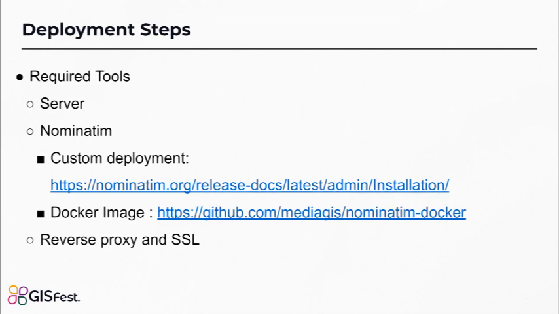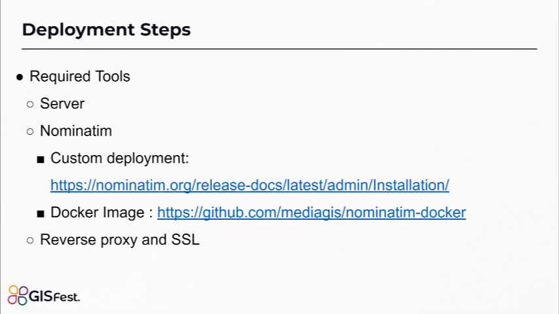So for this demo, one of the tools we'll be using would be within the server, of course, because we want to deploy it somewhere. So within the server, we are going to be using Nominatim, and we're going to be deploying it custom. So there are two ways to deploy Nominatim. You can deploy it by following the documentation here, step by step, install the necessary tools on your server, and then you get it working in no time.